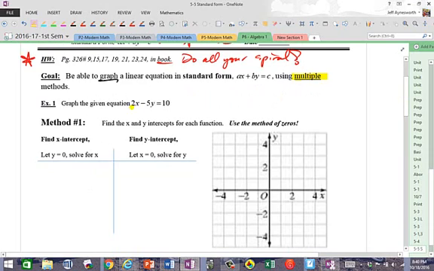So we're going to start off with the equation 2x minus 5y equals 10. And method 1 here, what I want to do is use x and y intercepts for each function to graph. Use what I call the method of zeros, because intercepts are found by using zeros.